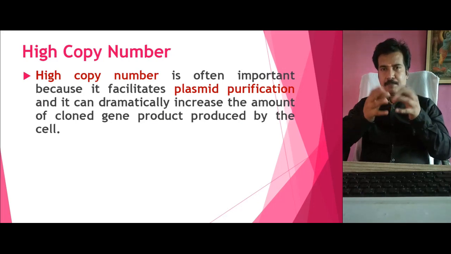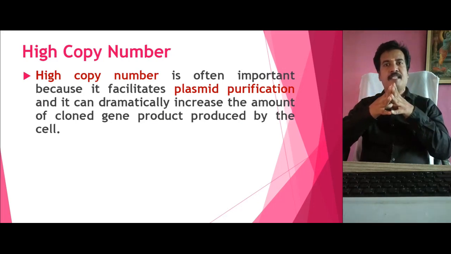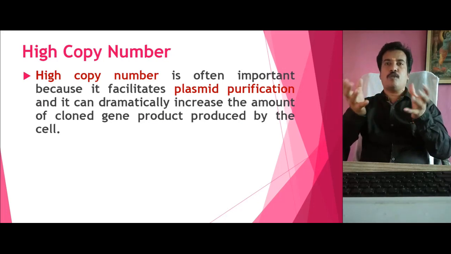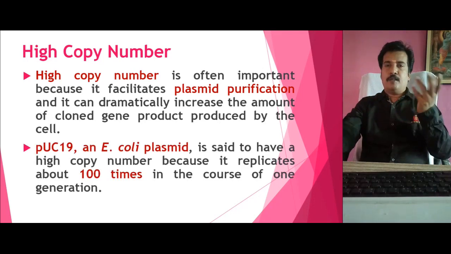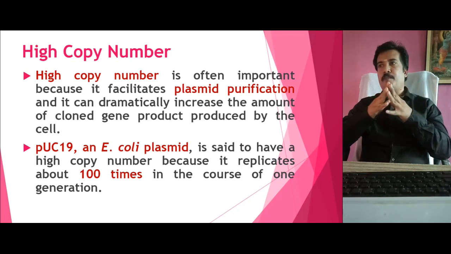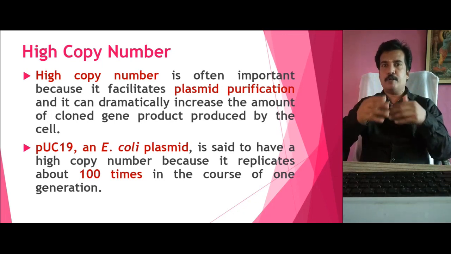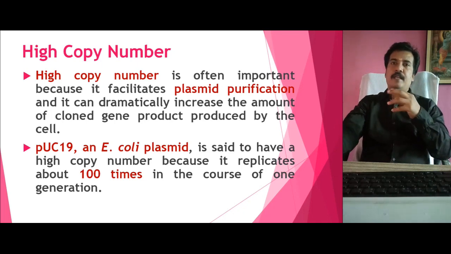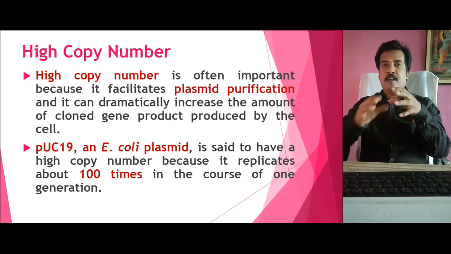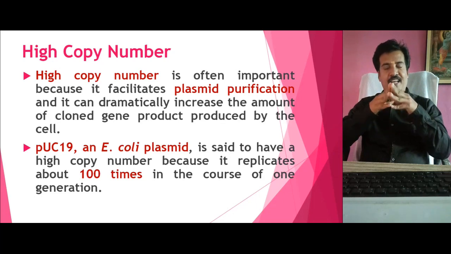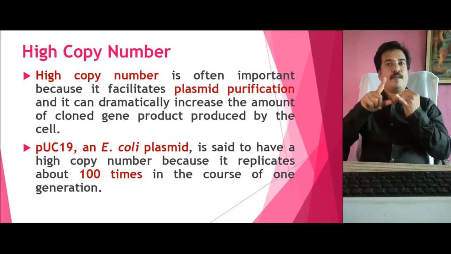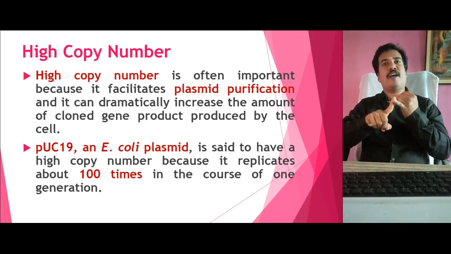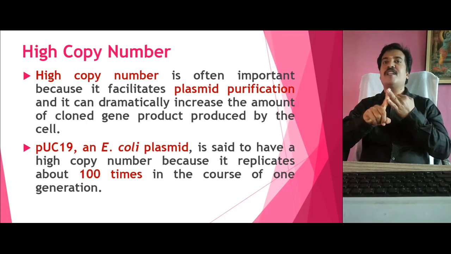Generally a plasmid with high copy number is preferred as a vector, because a high copy number plasmid helps to produce the clones in large quantity, and also helps to isolate it and get a purified form. For example, certain E. coli plasmids, especially pUC19, can produce high copy number, up to 100 times in a single course of generations. So this is the first key characteristic a vector needs, that is, the origin of replication. Apart from that, the plasmid also has a high copy number, so that it can produce the clones in large quantity.